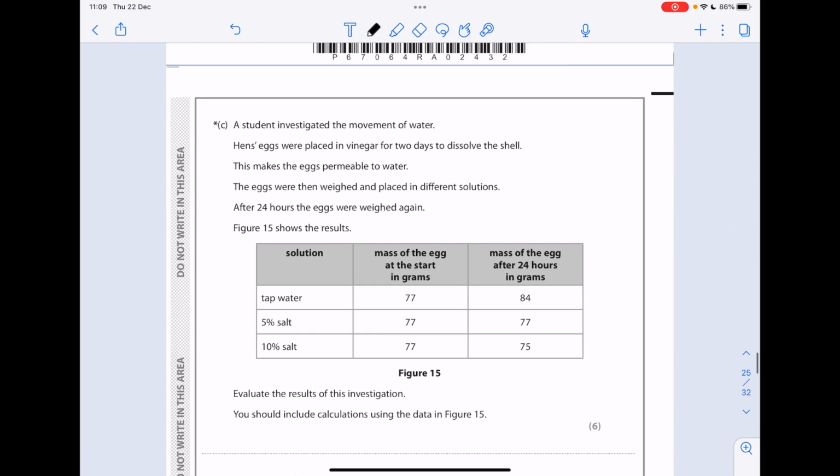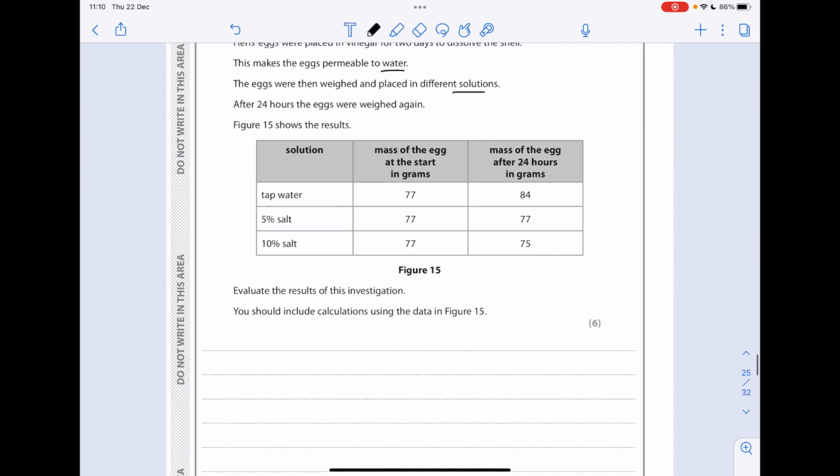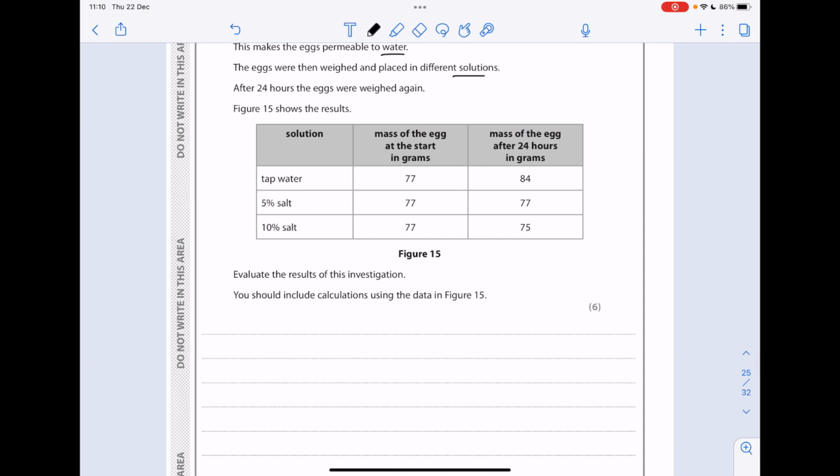A student investigated the movement of water. Hen's eggs were placed in vinegar for 2 days to dissolve the shell. This makes the eggs permeable to water. The eggs were then weighed and placed in different solutions. After 24 hours, the eggs were weighed again. Figure 15 shows the results. Evaluate the results of this investigation, include calculations.